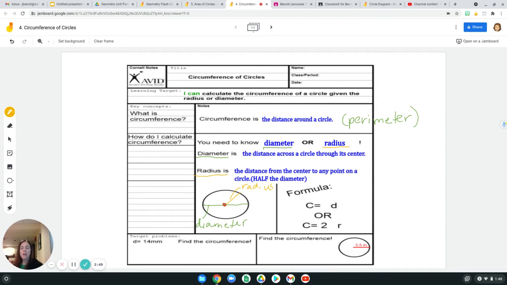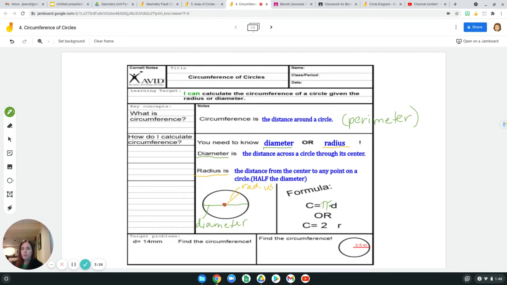Okay. So we have two formulas depending on what we have. If we know the diameter, our formula is circumference equals pi, something called pi, times diameter. C stands for circumference. That funky little symbol stands for pi. And pi is a number that never stops. 3.142 something. Okay, but we're going to use 3.14 for pi.